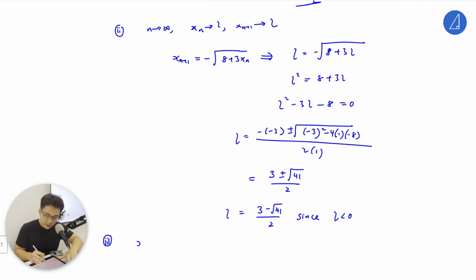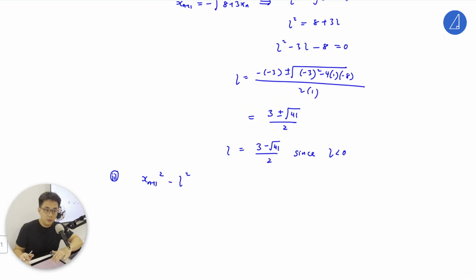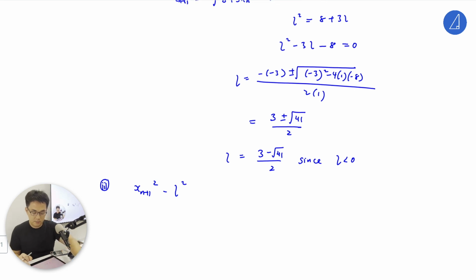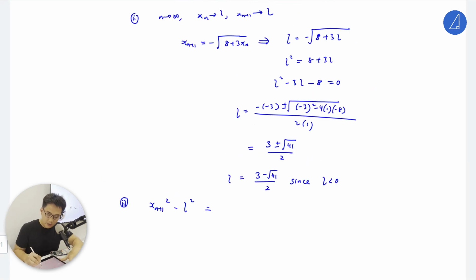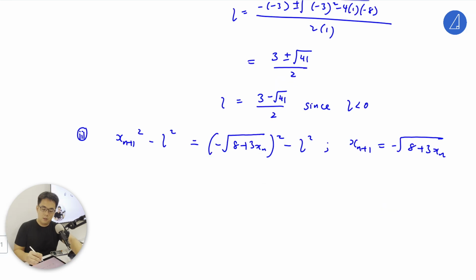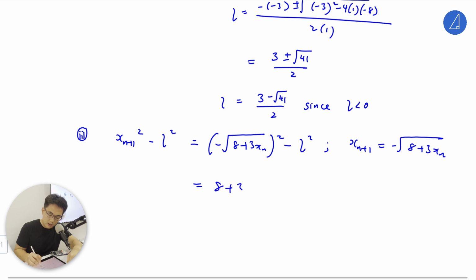Actually, you want to show that xn plus 1 square minus L square is equals to 3 times xn minus L. So you know that this will just square the entire thing here. Xn plus 1 equals to minus root of 8 plus 3xn.